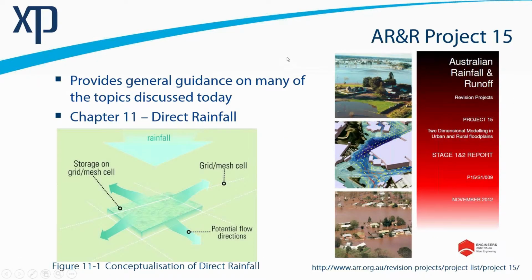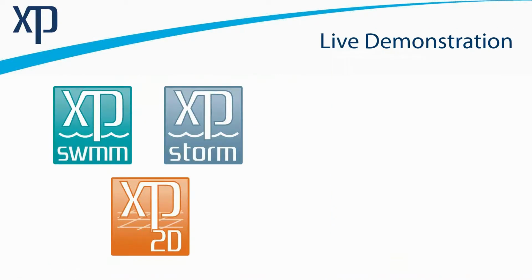For those who want to read more about direct rainfall and are not familiar with it, there's an excellent chapter in the ARR Project 15 document. There's a link on the screen where you can get that from. It's a good collection of thoughts from about a dozen or more practitioners that we all got together some years ago. It's a very good source of information on direct rainfall modelling and the types of traps you might fall into. So I'm going to hand over to Gavin now to give a live demonstration of how you set up a model and look at results and so forth.